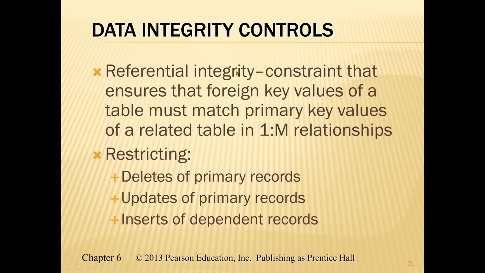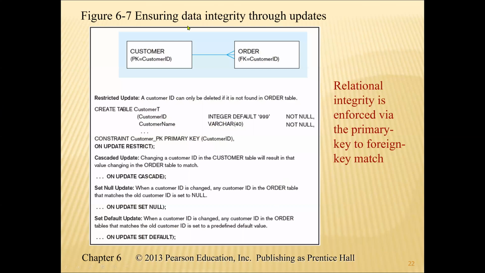So here we say referential integrity is a constraint that ensures that foreign key values of a table must match the primary key values of a related table if we have a one-to-many relationship. And it makes sure that it restricts the deleting of a primary record, updating of primary records, and insert of dependent records. And we will go into detail on this.